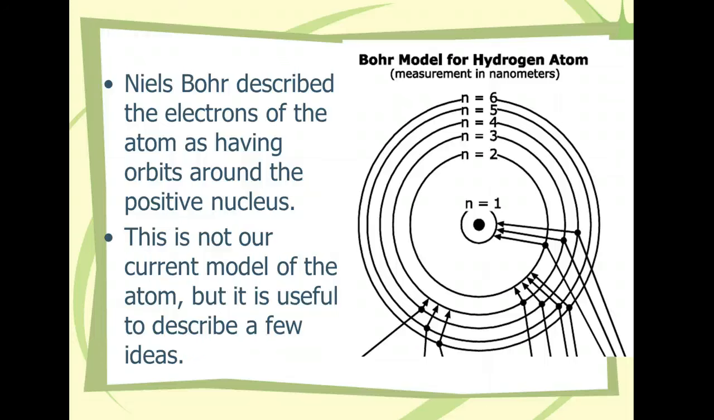So what are they talking about? Well, this is Niels Bohr's model of the hydrogen atom. It's also called the Rutherford-Bohr model because Bohr and Rutherford worked together on it. Niels Bohr described that the electrons of an atom have orbits around the positive nucleus, so they're moving around it, kind of like a solar system. Now this is not our current model of the atom, but it is very useful to describe a couple of ideas, things that we see happen with electrons.